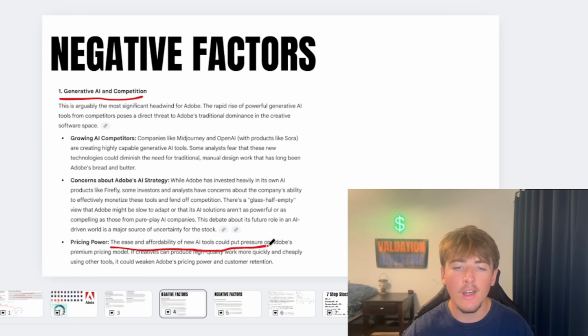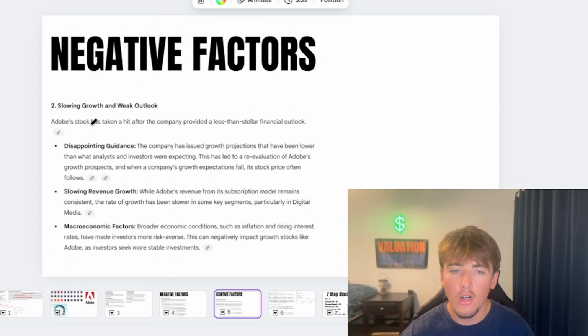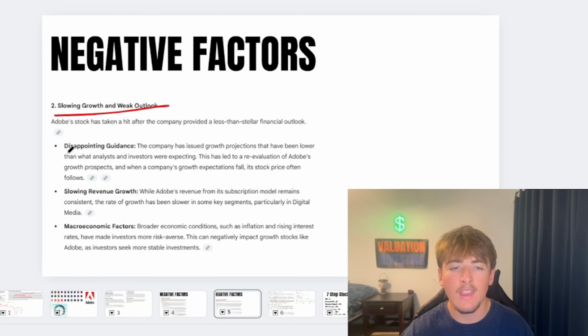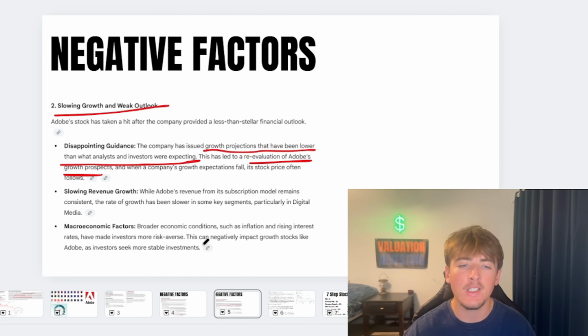The ease and affordability of new AI tools could put pressure on Adobe, because new things are coming out that are cheaper than Adobe, but Adobe is still hanging on, continuing to grow their subscribers and revenue. So that's still good, but in the future it looks like it could be a problem. Also, there's slowing growth and a weak outlook, with disappointing guidance. The company has issued growth projections that have been lower than what analysts and investors were expecting. This has led to a reevaluation of Adobe's growth prospects. Also, slowing revenue growth and macroeconomic factors for this company could be negative factors.